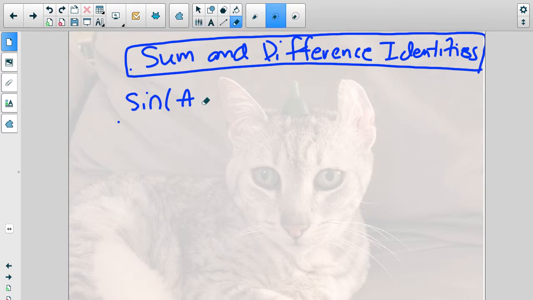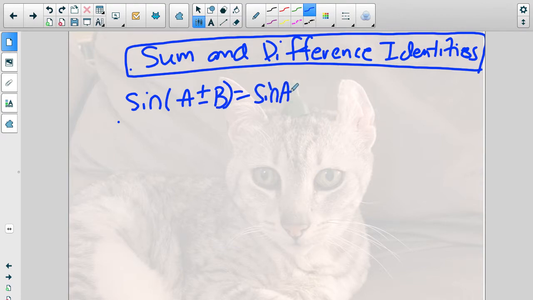I'm going to do sine of A. And this is our.